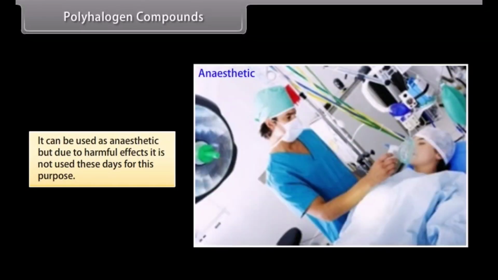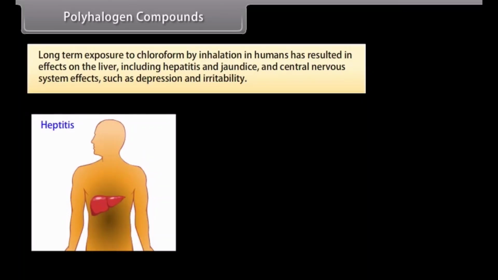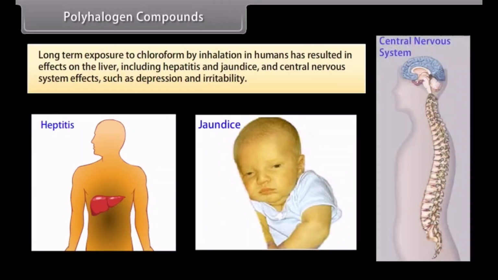It can be used as an anesthetic, but due to harmful effects it is not used these days for this purpose. Long-term exposure to chloroform by inhalation in humans has resulted in effects on the liver, including hepatitis and jaundice, and central nervous system effects such as depression and irritability.